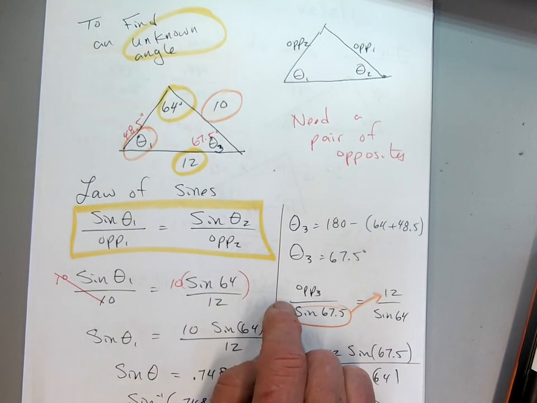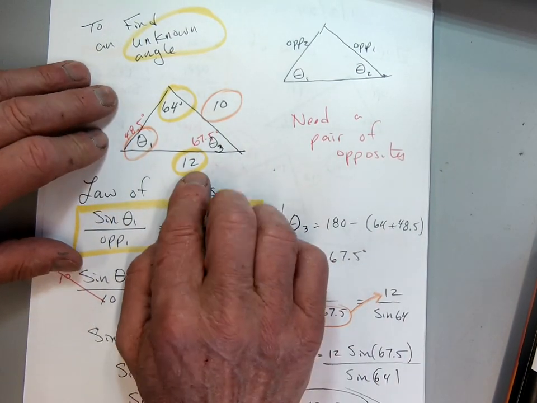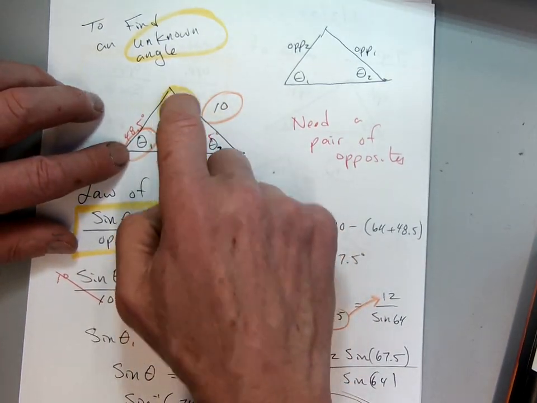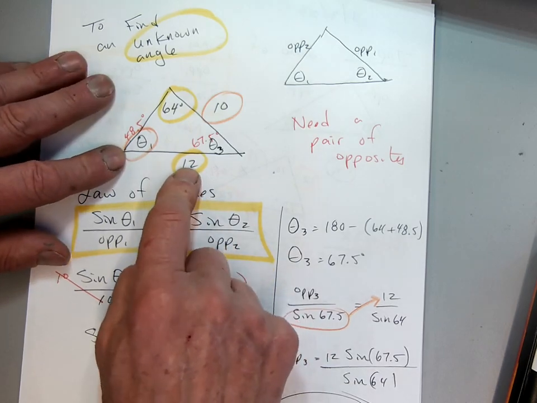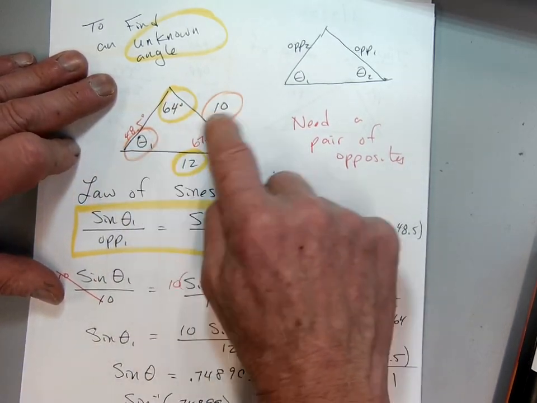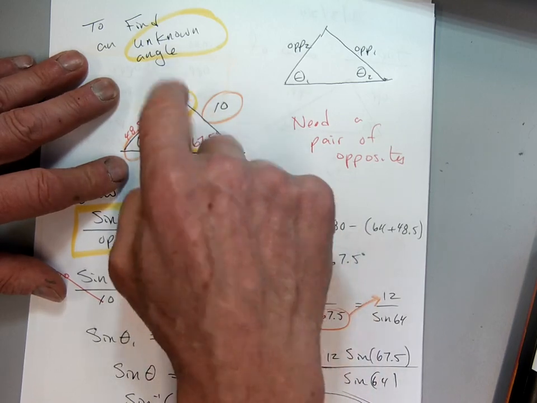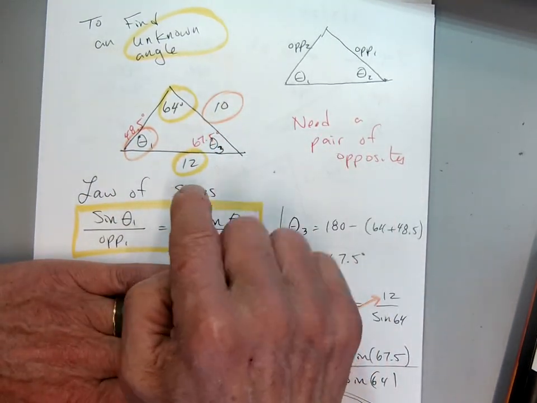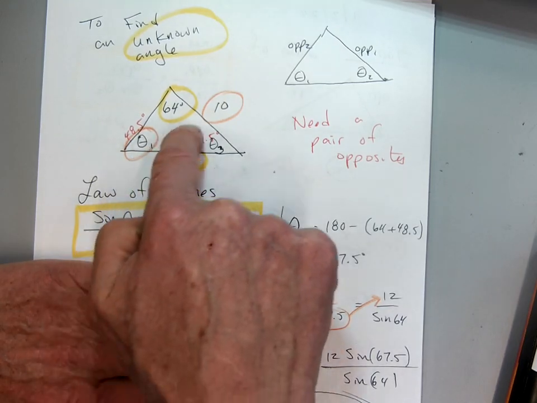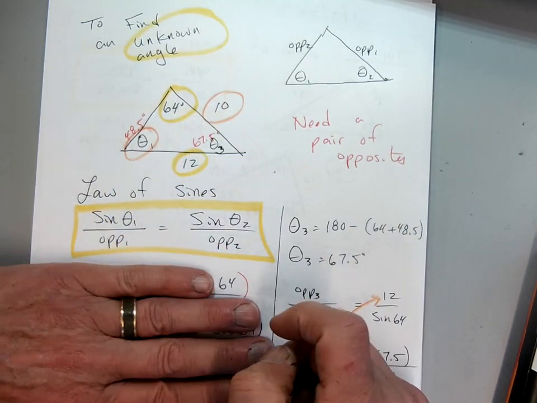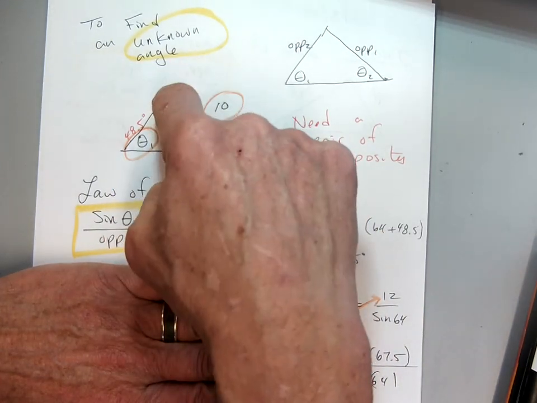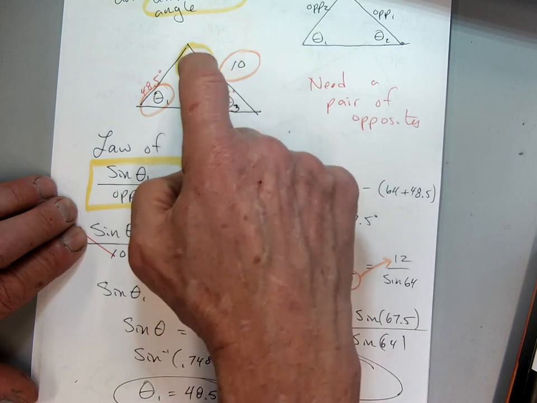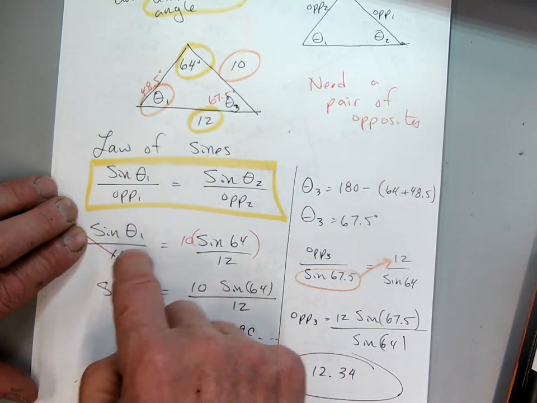So here's what we did. In this example, we knew one angle, and that's it. But we still had a pair of opposites, okay? We still had a pair of opposites. So if you have a pair of opposites, you can find an opposite, okay? So I've got 12, 64, and 10 and theta 1. So we set it up into the law of sines. So we went sine of theta 1 over 10 will equal sine of 64 over 12. And that's what I wrote. Sine of theta 1 over 10 equals sine of 64 over 12.